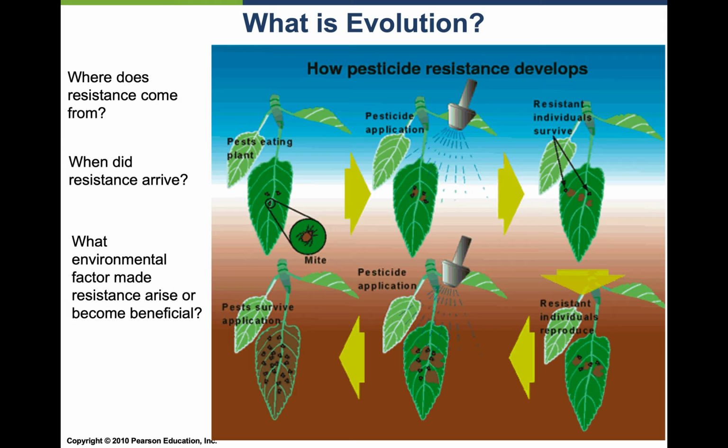Okay. So where did resistance come from? Did you figure that out? Do you think resistance came from the pesticide being sprayed, or was the resistance already in the population? That's pretty key, and that's important. I want you to think about that because it also has to do with when did the resistance arrive, right? So where did it come from? Probably from something like the genetics within the population. When did the resistance arrive? Was it present before the application of the pesticide? And what environmental factors made resistance arise or become beneficial? You should be able to answer these questions on your own. If you can't, I would have you reach out to the TAs.